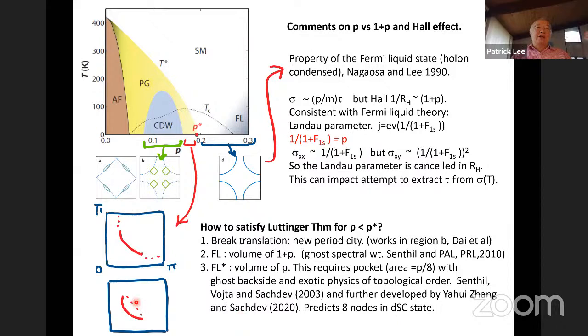This backside, even though it's invisible by ARPES, it is actually there in Fermi liquid theory as a quasiparticle. And it should contribute to specific heat and also to thermal conductivity and should be visible in these experiments. So if we want to take this point of view seriously, I think one has to go to the experimentalist and ask, do we have evidence for 8 nodes? How can we rule it out? I think that's another thing that would be very worthwhile to see. Of course, here we also need to have this, which in principle also contributes to specific heat.